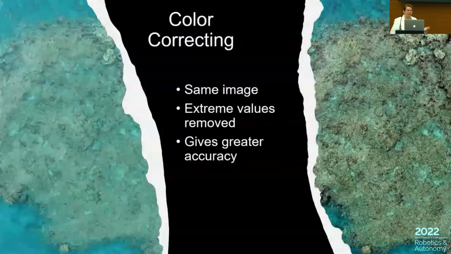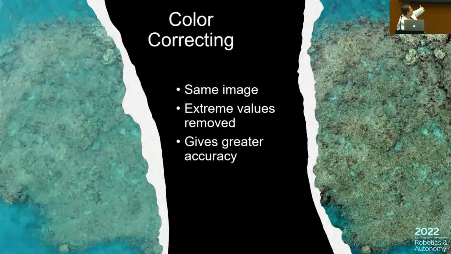So if we look here, this is an image that is the same image. On the left here, we have the image as it is, as it came just from the drone. And then on this side, we have the corrected version where I just removed some of the extreme values.